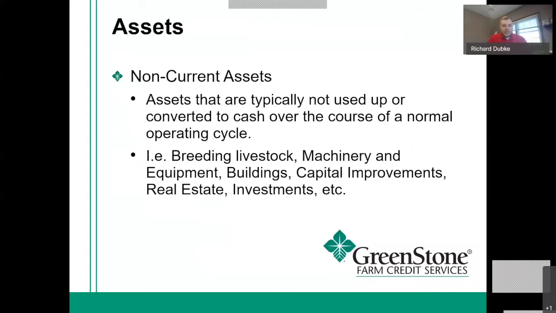Assets again, so these would be the non-current assets. These are assets that basically weren't mentioned in the previous slide. We think of things that are typically on the farm for more than a 12-month period of time. These are typically not converted to cash or used up over the course of a normal operating cycle. This would be like breeding livestock, machinery and equipment, buildings, capital improvements, real estate, and other investments and retirement accounts.